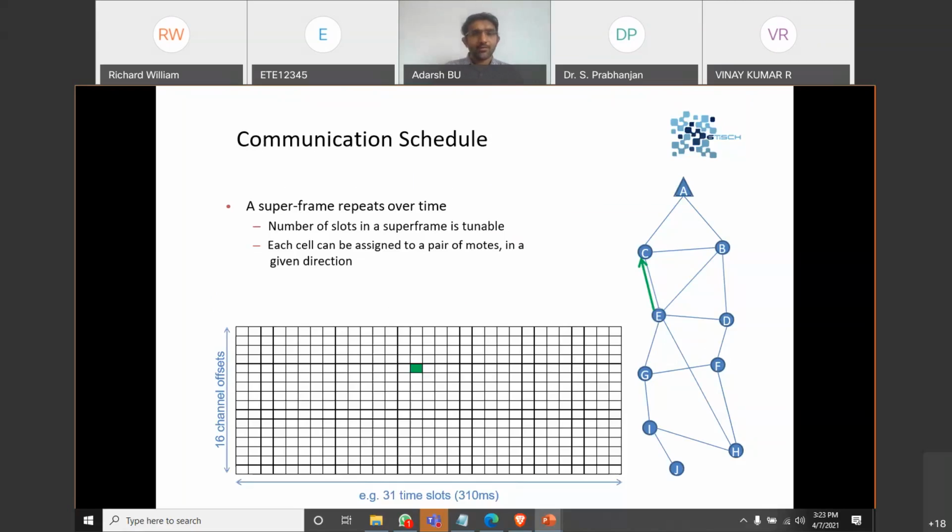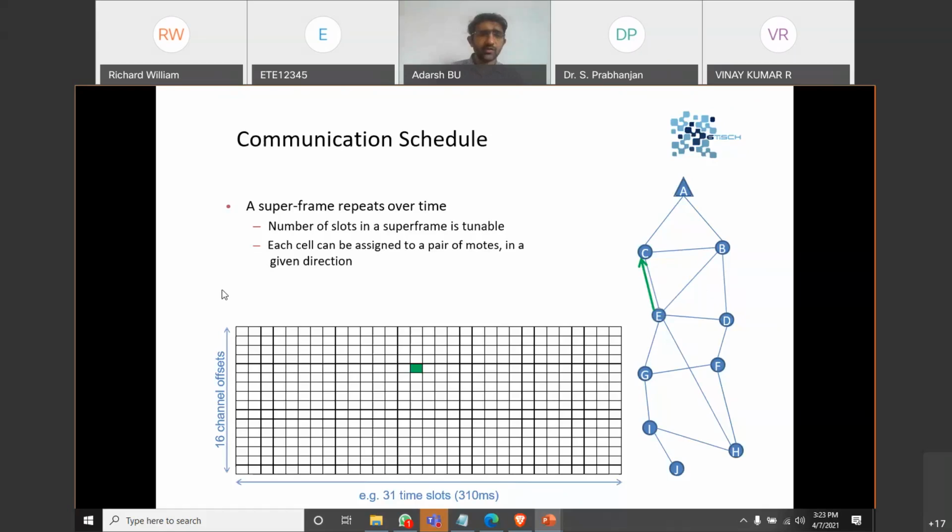The number of slots in the superframe is tunable. Let me explain this part. There are 16 channel offsets and one superframe. In a single superframe, there are different channel offsets, specifically 16. Slots keep being given to all the devices across the 16 channel offsets. Whenever a device observes packet loss due to collision or interference, the device will switch to another channel.